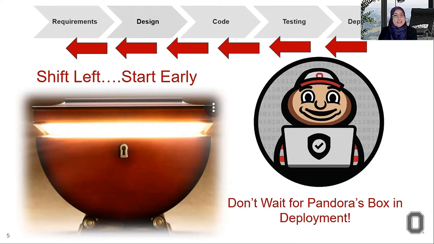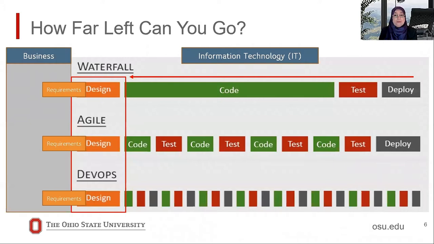So when we're saying this word shift left, what we mean is that the software development lifecycle goes usually from left to right here, as you can see, all the way to deployment. And so when we're saying shift left, it really means starting early in the earlier stages of the software development lifecycle. So how far can we go then? And how about just starting as early as the business hands over the requirements to IT? What about that? Let's see.